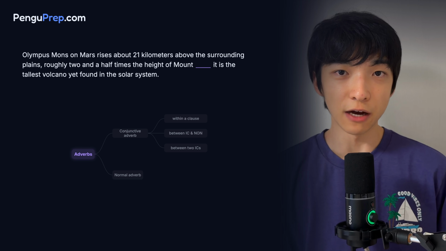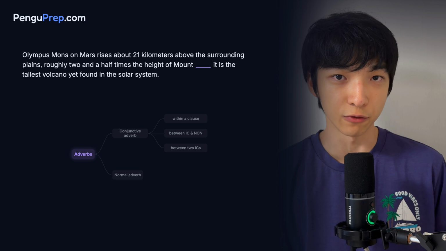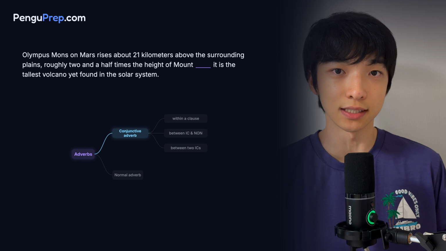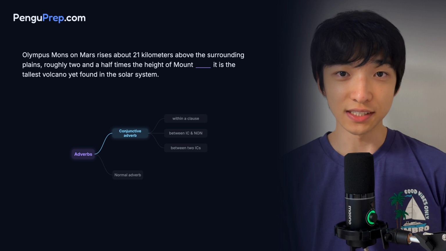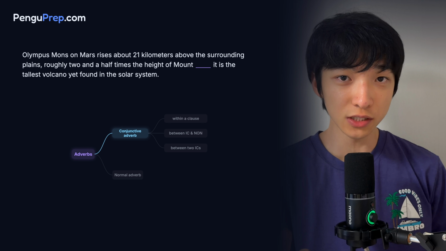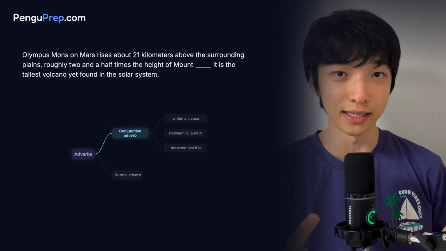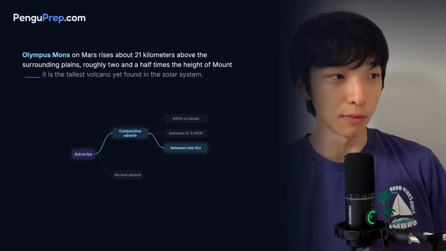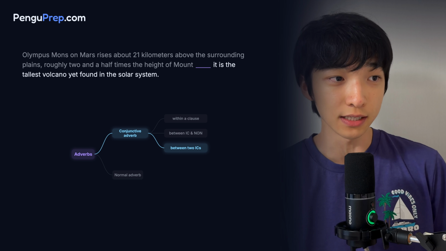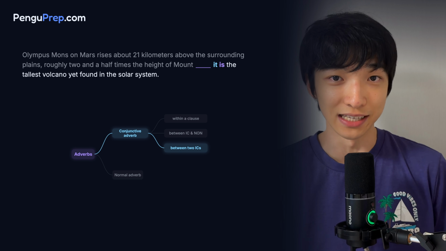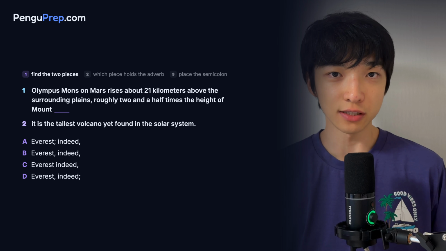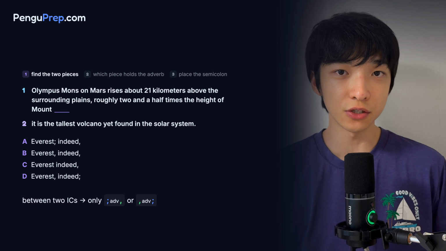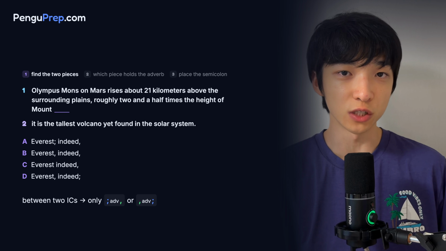The first step is to identify whether this is a normal adverb or conjunctive adverb problem. Indeed here is relating information between two pieces of the passage, so this is a conjunctive adverb. Now we need to find which case this conjunctive adverb is. Is it within a clause, between two independent clauses, or between an independent clause and a non? This is between two independent clauses because the first piece has the subject Olympus Mons and the verb rises, and the second piece has the subject it and the verb is. Now, the only possible punctuations for a conjunctive adverb in between two independent clauses is a comma semicolon or a semicolon comma.